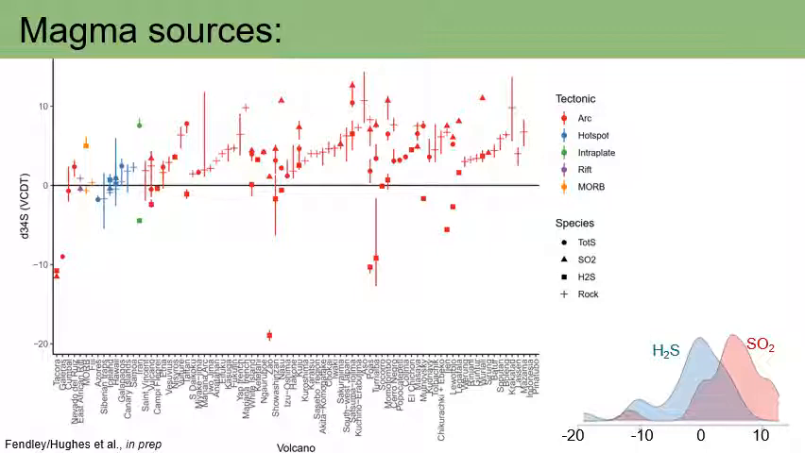The second pattern that we note, that's a little bit more hard to see in the larger plot, is that hydrogen sulfide values are consistently lower than those from sulfur dioxide. And so you can see that in the density plot in the lower right, which is all of the values grouped together regardless of volcano.